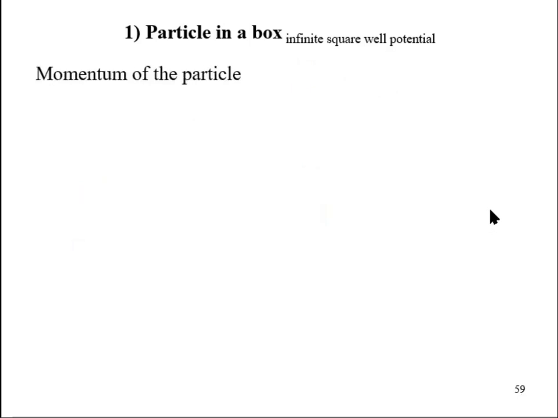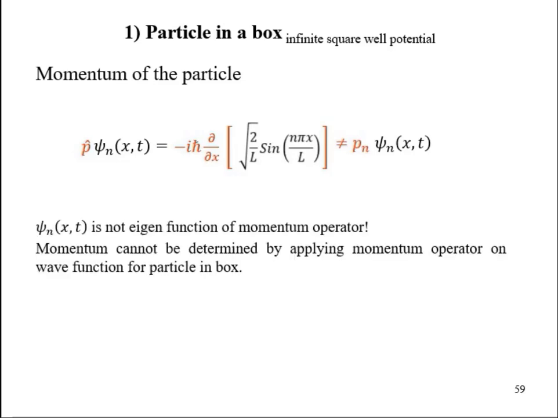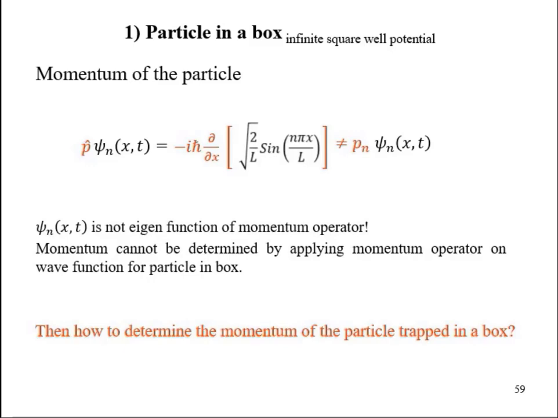For this, let us try the eigenvalue equation. This is a wave function. Let us operate the momentum operator on it to find the eigenvalue like this. But what we see is that the given wave function is not the eigenfunction of the momentum operator. So we cannot find the momentum in this way. Now what to do? Let us try to find the expectation value instead.